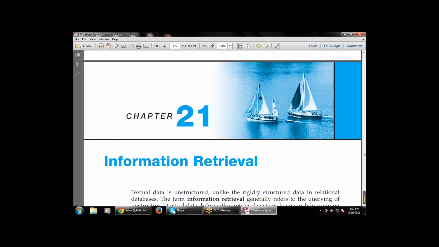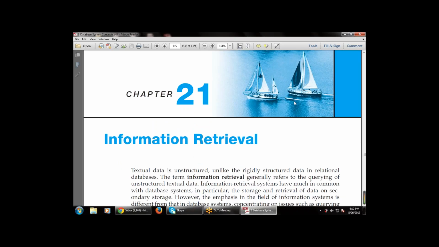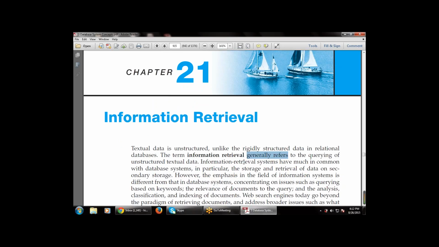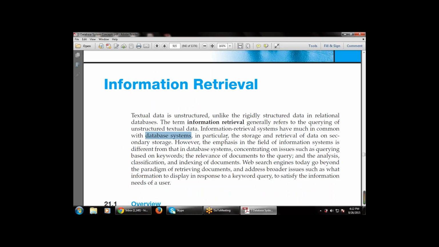Textual data is unstructured. Unlike the rigidly structured data in relational databases, text information retrieval generally refers to the querying of unstructured textual data. Information retrieval systems have much in common with database systems, in particular the storage and retrieval of data on secondary storage. However, the emphasis in the field of information systems is different from that in database systems.